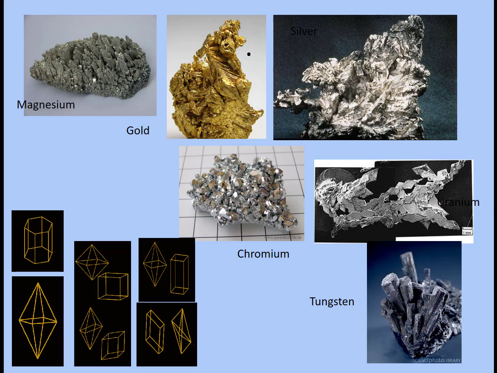You can still see the unit cell in these metals. Here's some metal crystals that were allowed to grow without being disturbed, and so you can see some of these shapes.